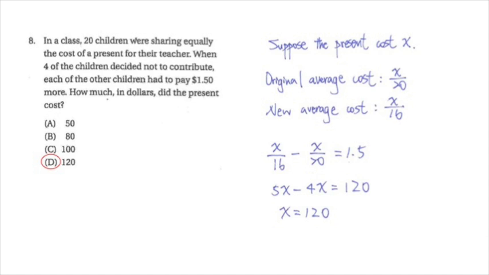So suppose the present costs x dollars, so the original average cost was x over 20. After 4 students dropped out, the new average cost is x over 16. So the difference between these two average costs is 1.5. So x over 16 minus x over 20 equals 1.5. Multiplying both sides by 80, we have 5x minus 4x equals 120. So x equals 120.